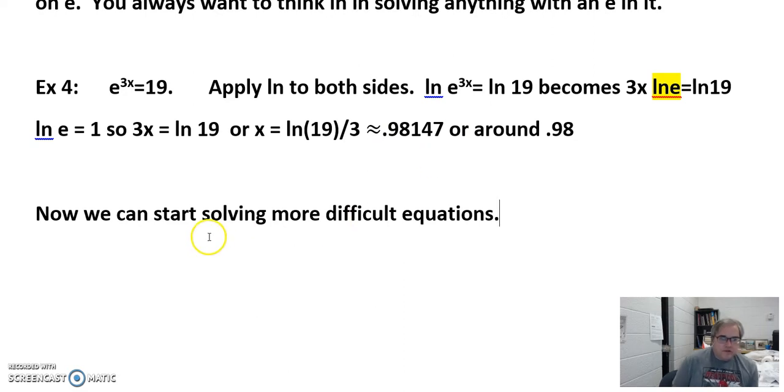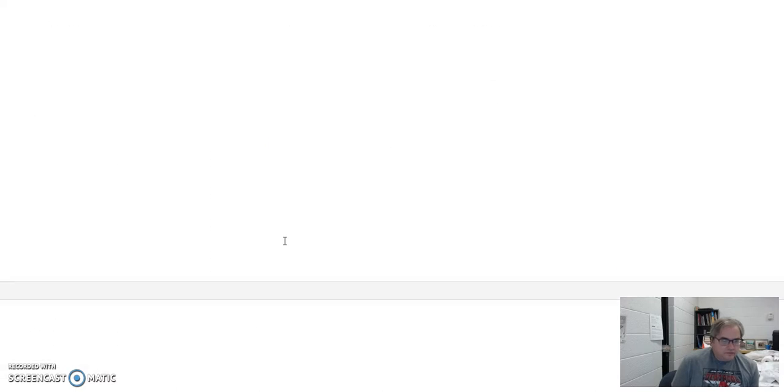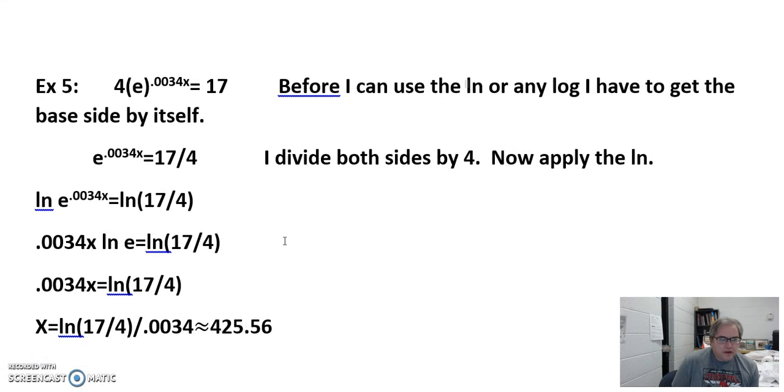Okay, so now we can start solving more difficult equations. Don't you love it when it says that? Here we go. A little more difficult. 4e to ugliness is equal to 17. Before I start just throwing logarithms at this thing, you have to get the base isolated. So I have to get rid of the 4, so I'm going to divide both sides by 4. Notice I'm not dividing it by 4 and getting the decimal. I don't care what it is. I'll leave it as 17 over 4.